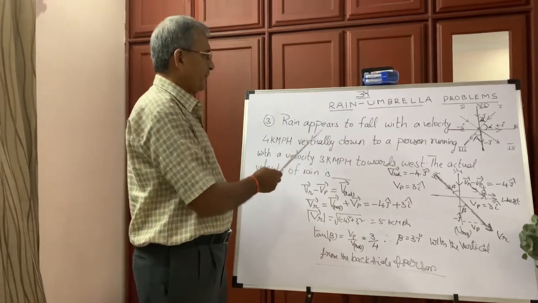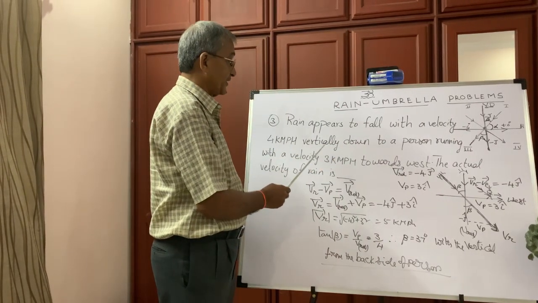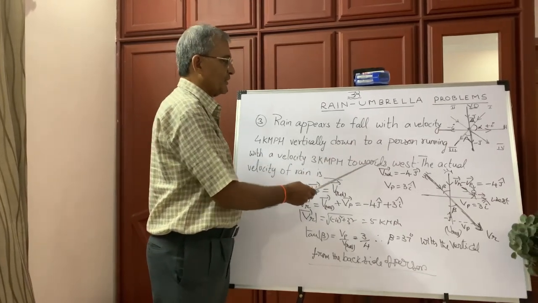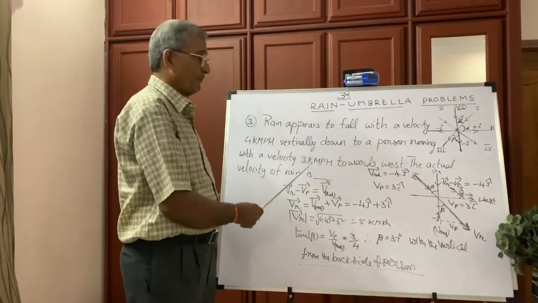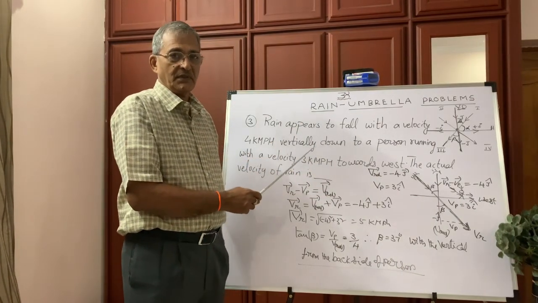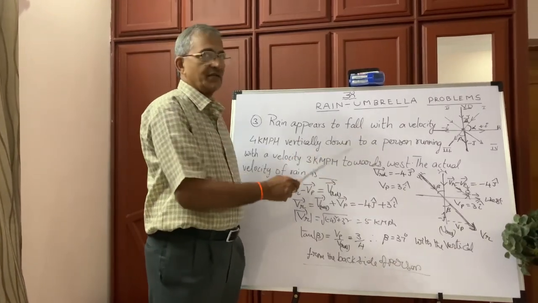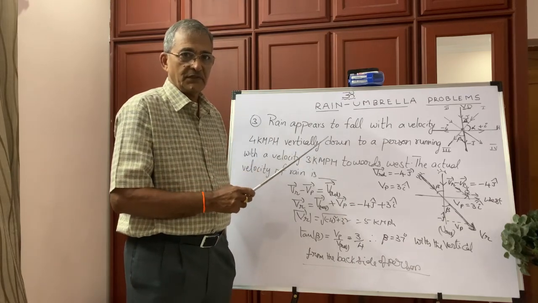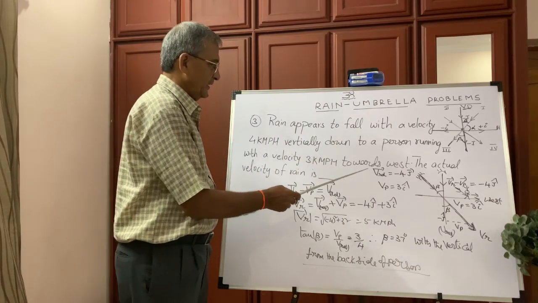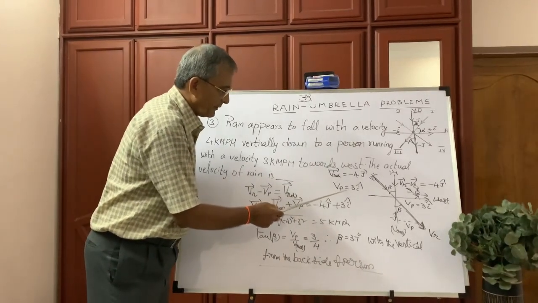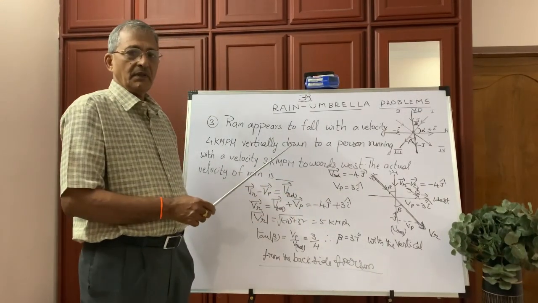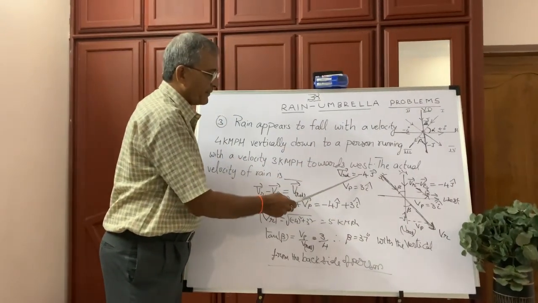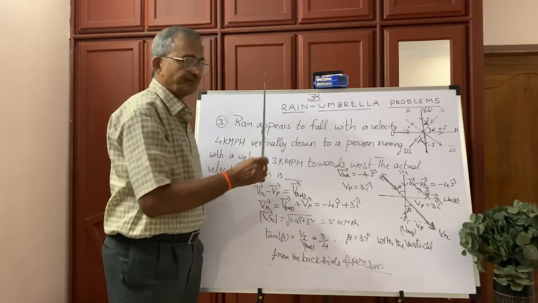So in this problem, rain appears to fall with a velocity 4 kmph vertically down to a person running with a velocity 3 kmph towards west. The actual velocity of rain is, this is the question. So whether he moves towards west or east or north or south, we consider it as the horizontal direction. I already told you. So that's why the velocity of the person is given by Vp bar is equal to 3i cap. And you are given the relative velocity vertically down, which is represented as minus 4j cap.